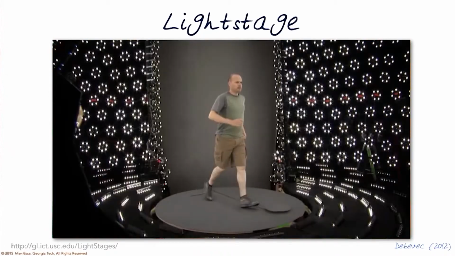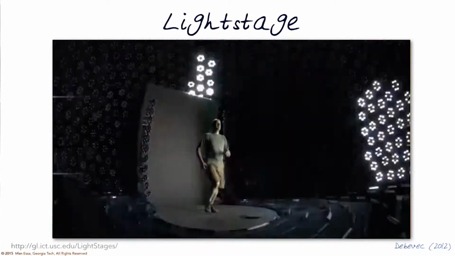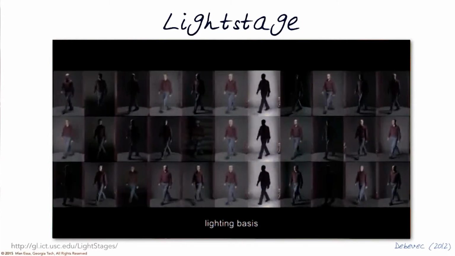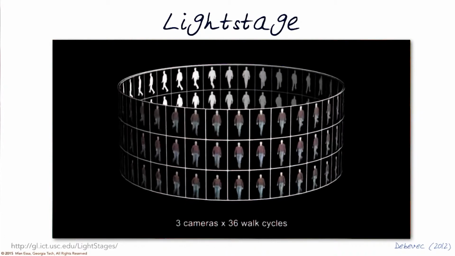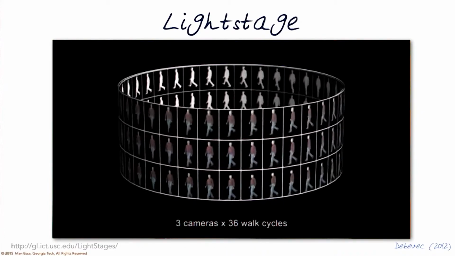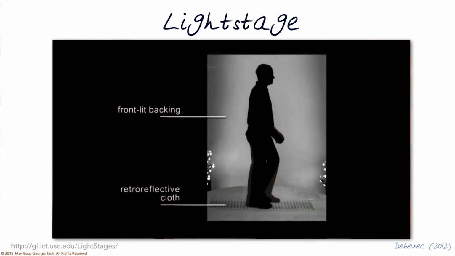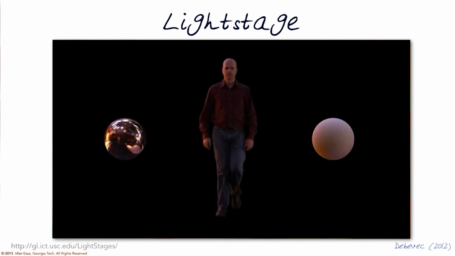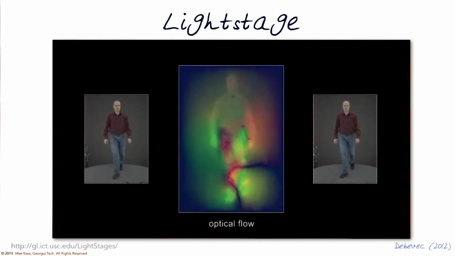And again, using this kind of scenario, they can control the lights during the action of a subject moving, and generate the same kinds of lighting bases as they did for faces. This is equivalent to the mosaic that we saw for faces. And then of course they can now relight it, and this time the subject is walking.